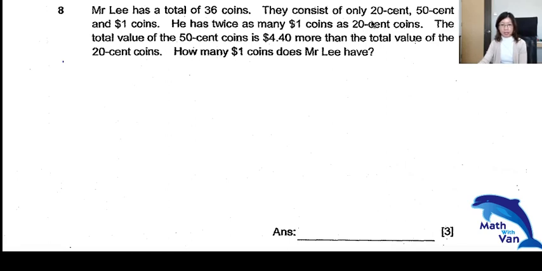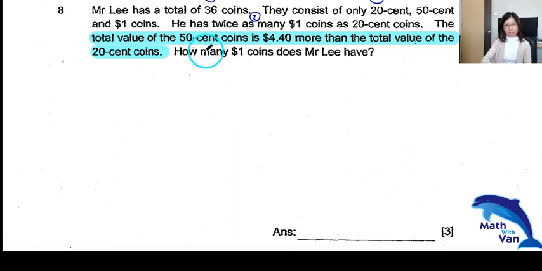So in this case, we have a certain number of conditions here. We have 36 coins, 3 types of coins, and then twice as many $1 coins as 20 cent coins, and the most important, this statement, the total value of the 50 cent coins is $4.40 more than the total value of all the 20 cent coins. Because of this statement, I do not have to start off with any random numbers. I will start off with very specific numbers for the 20 cent.